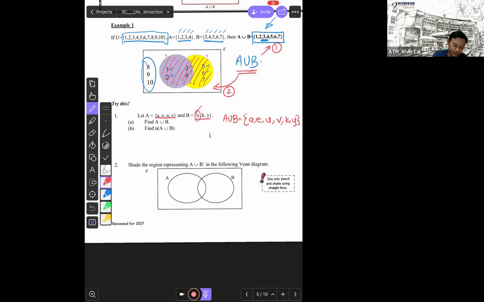Okay, so that's for part A. For part B, we just need to find the number of elements inside A union B. So we just count 1, 2, 3, 4, 5, 6. So there are a total of 6. So the answer is 6.